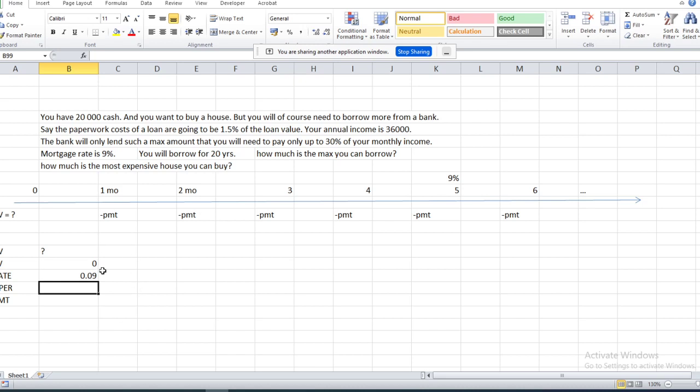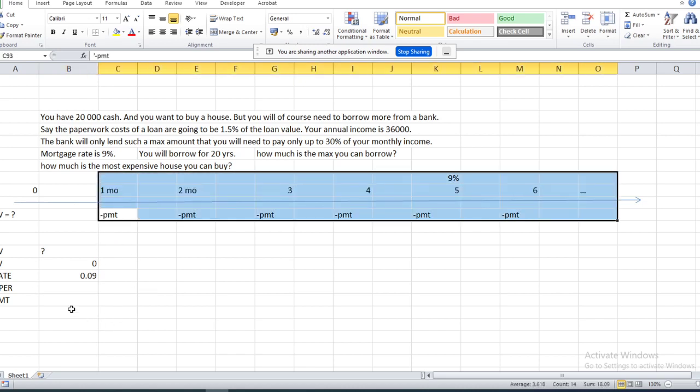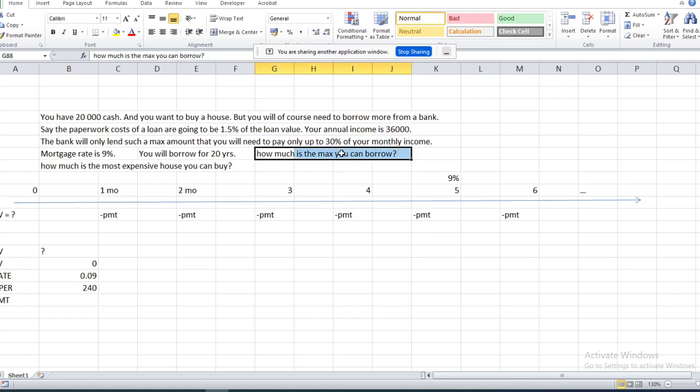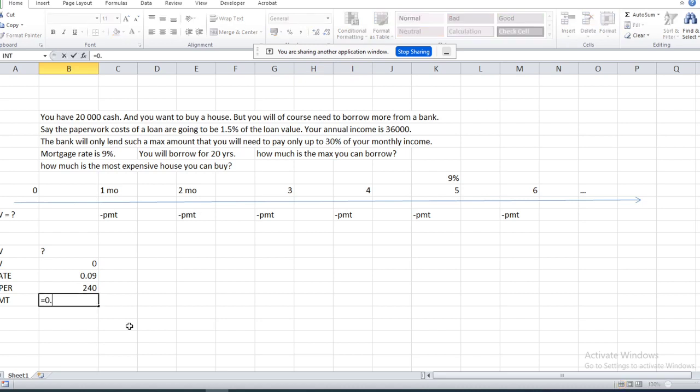NPER, number of periods. There are monthly payments over 20 years, so that's going to be 20 times 12, yes? And the regular payment, how much am I going to pay at the maximum? So we're looking at the maximum size of the loan. Maximum, I'm going to be allowed to pay up to 30% of my monthly income, so that's going to be 30% of the annual income divided by 12. That's going to give me monthly income. So maximum PMT is going to be negative. Let's put a negative sign here. Negative $900 every month. Okay.